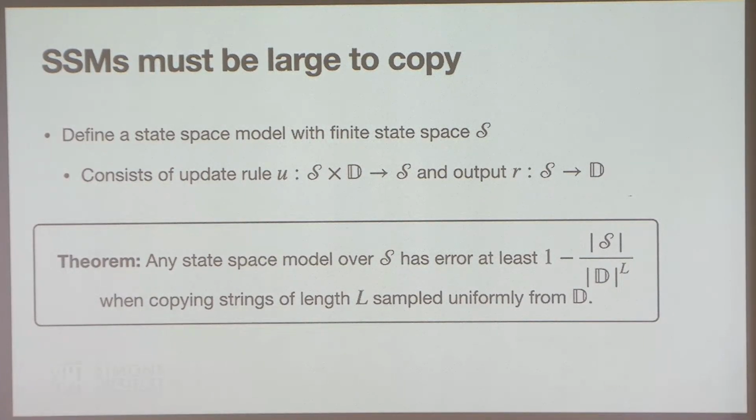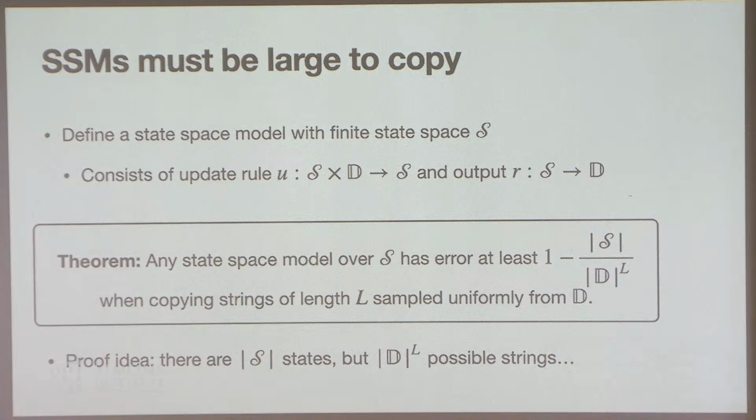If you don't have enough bits in your state to encode the entire sequence, obviously when you're sampling uniformly a length L sequence, you're not going to be able to get a good loss because you just don't have enough capacity. So this is a very simple proof, and it shows you this gap between transformers and state space models, at least in this copying setting.